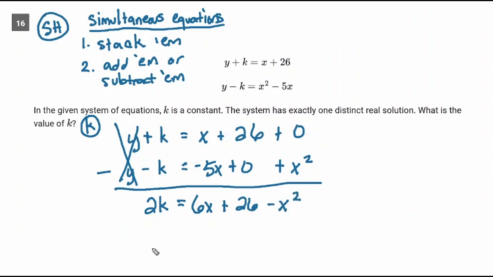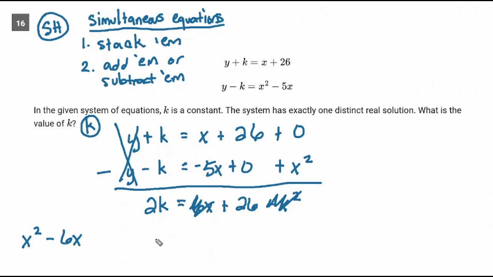I cannot stand, and you should not stand, for having a negative x squared term. So I'm going to move the x squared term across the equal sign, or subtract it from both sides, however you want to look at it. It's going to change signs. It's going to become x squared. What comes after the x squared term? Minus 6x. Again, I moved it across the equal sign, or I subtracted it from both sides.